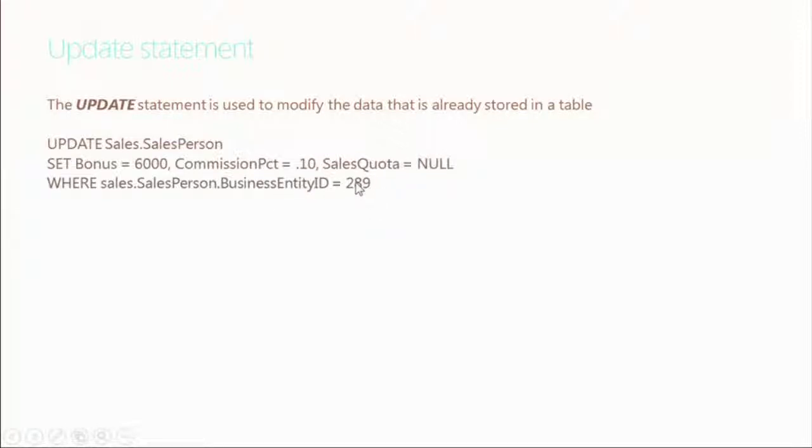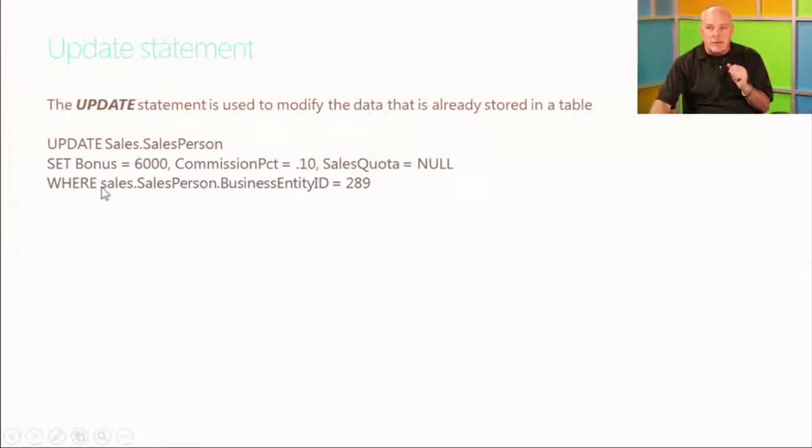That's a huge problem if you don't put a where clause on an update statement. If that where clause wasn't there, what would happen just now? Everybody would have gotten a bonus. Everybody would have gotten a $6,000 bonus, a commission rate of 10%, and a sales quota would have been set to null. That means they don't really have to work.